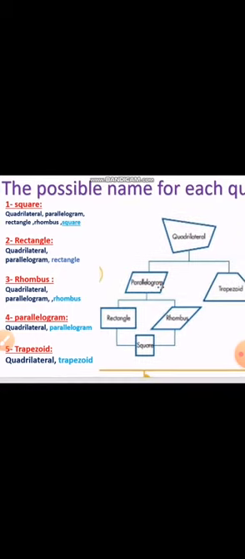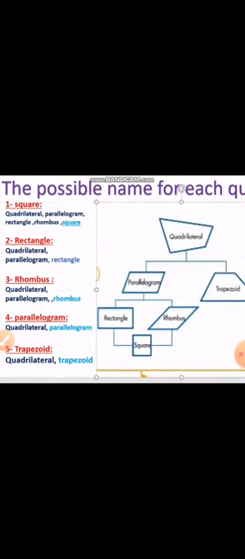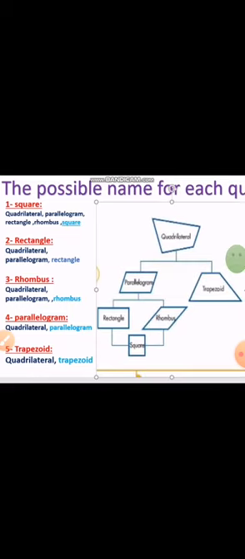I will start from square, like my name. My name is Eman, and I hold the name of my father, Ahmed, and also the name of my grandfather. So my name is Eman Ahmed Hassan. The square also holds many names, any name above it in the family tree. I can call the square rhombus. I can call the square any name above it in the family tree.